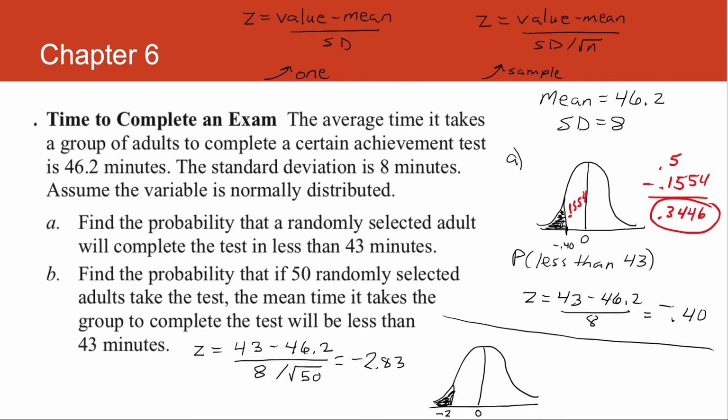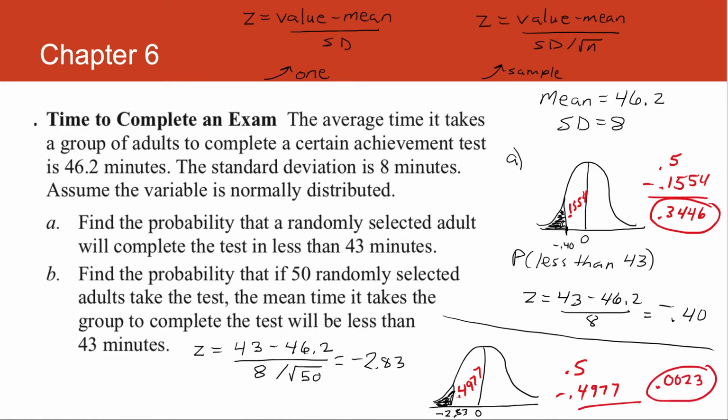This is negative 2.83. All right, I'm going to look that up on my table, 2.83. I'm going to get 49.77. Remember that goes here. From 0 to the number that you looked up, and in order to get your answer, you're going to subtract from 0.5 in this particular case. All right, so that will give me 0.0023.